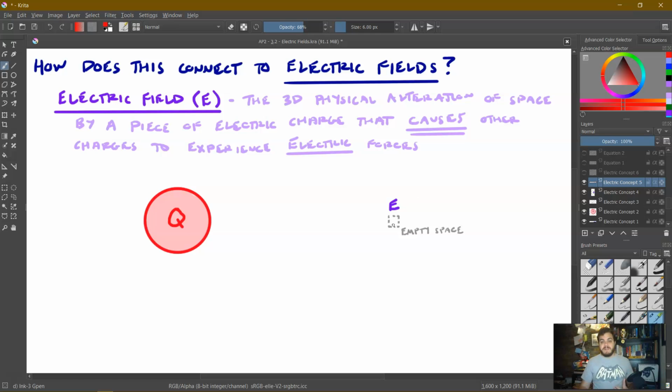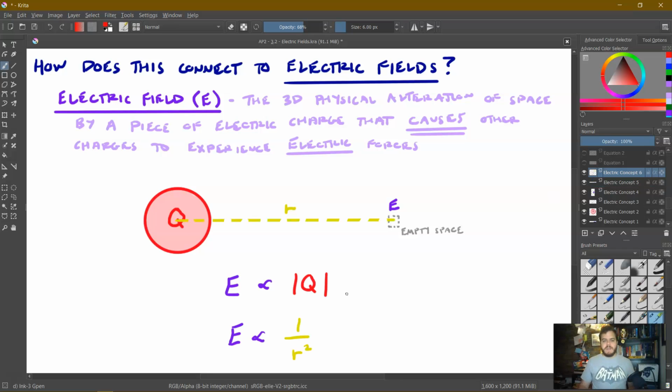Once again, nothing here, so there is no electric force, but there is still an electric field. Now, if we want to look at a couple of details here, E, capital E, is proportional to the magnitude of that charge. So whether it's positive or negative, we're not going to care about that right now, but if it's a bigger charge, you're going to have a bigger electric field.